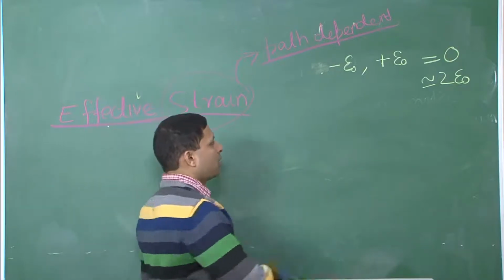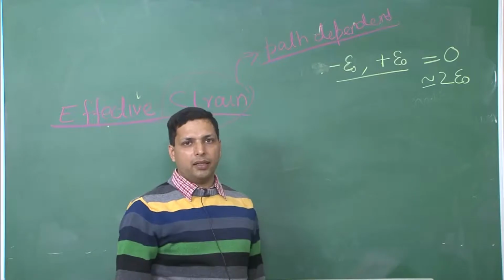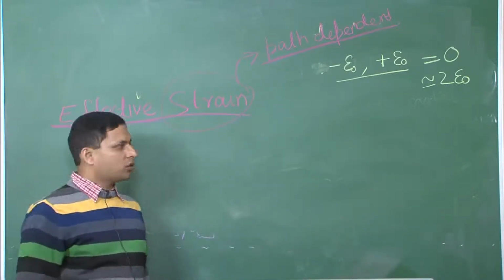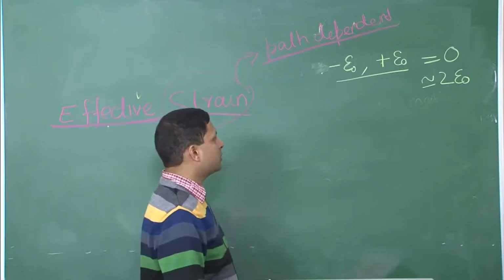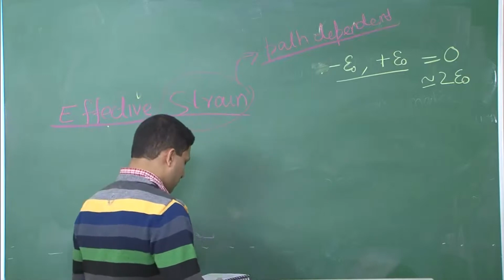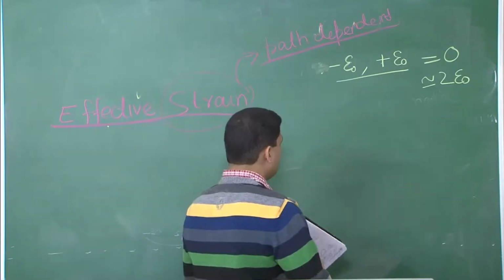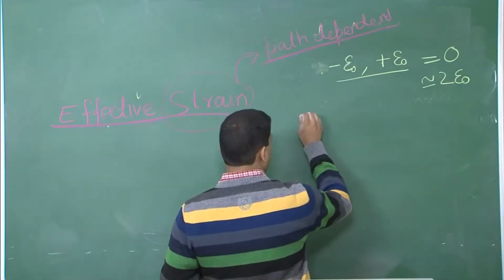So our strains, that is why we say, are path dependent, and our aim to get an effective strain is not so straightforward, or at least we have to make some more assumptions. So what are those assumptions? First of all, what we will need to do is use incremental strain.